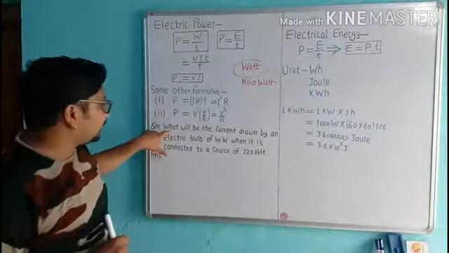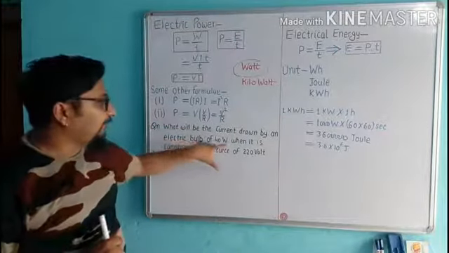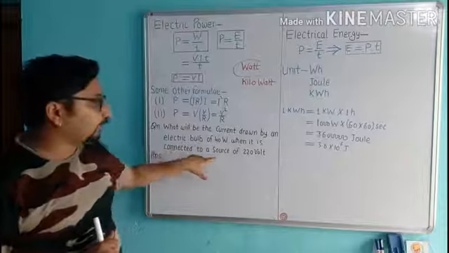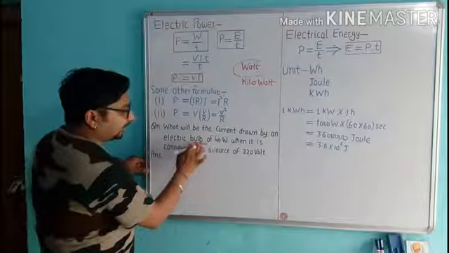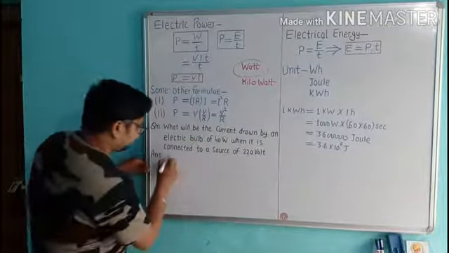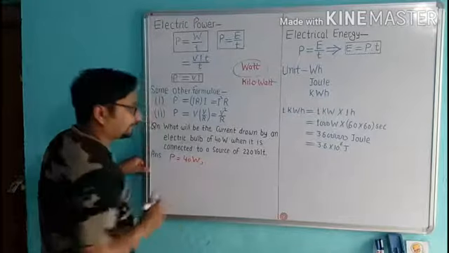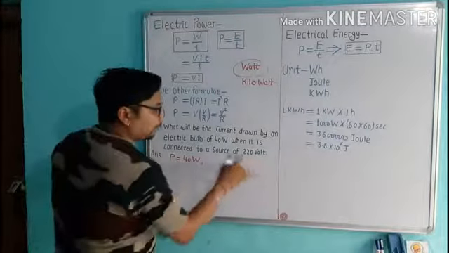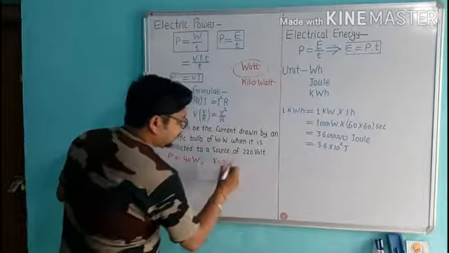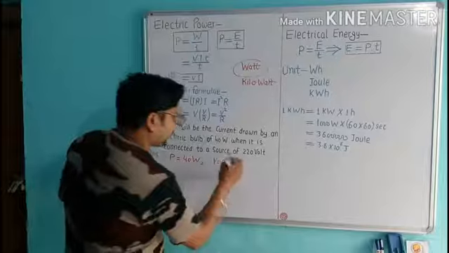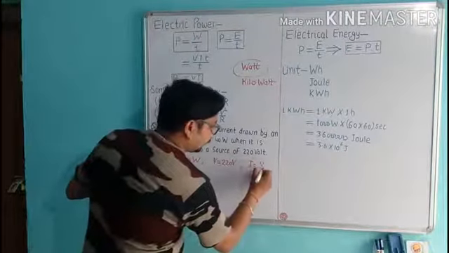Now, here is the question: what will be the current drawn by an electric bulb of 40 watt when it is connected to a source of 220 volt? So what we have: electric bulb of 40 watt, power is 40 watt, source of 220 volt, voltage is 220 volt. Now, what do we have to find? What will be the current, I is equal to question mark.